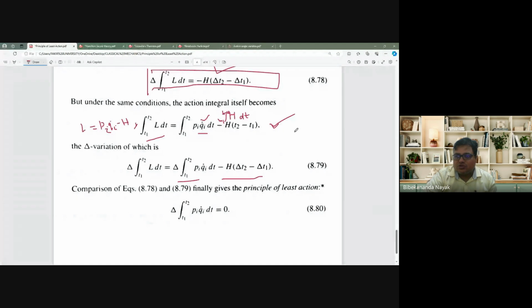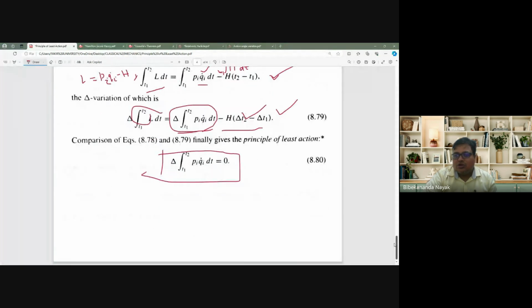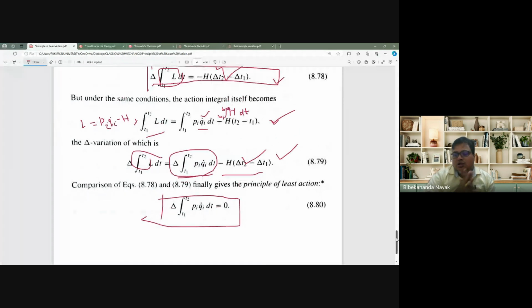Comparing these two equations, on the left hand side L is the same, and this term is the same, so we have an extra term, which should be 0, and that is your principle of least action. So delta of the integral of pi qi dot dt from t1 to t2 should be 0. Is it clear, or any doubt? This is very important: derive the principle of least action.